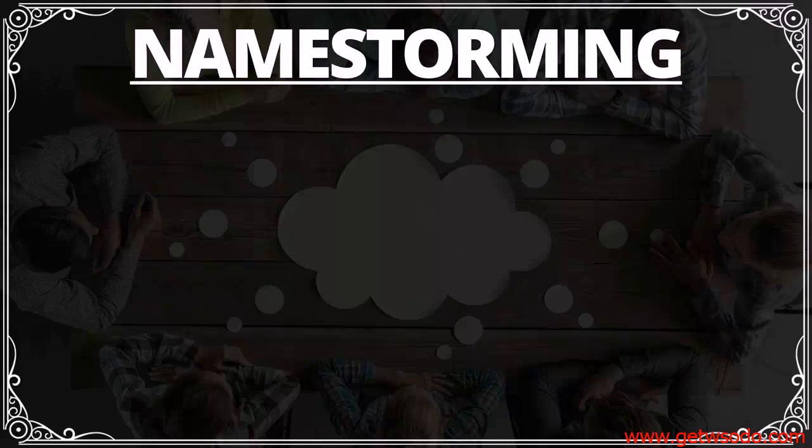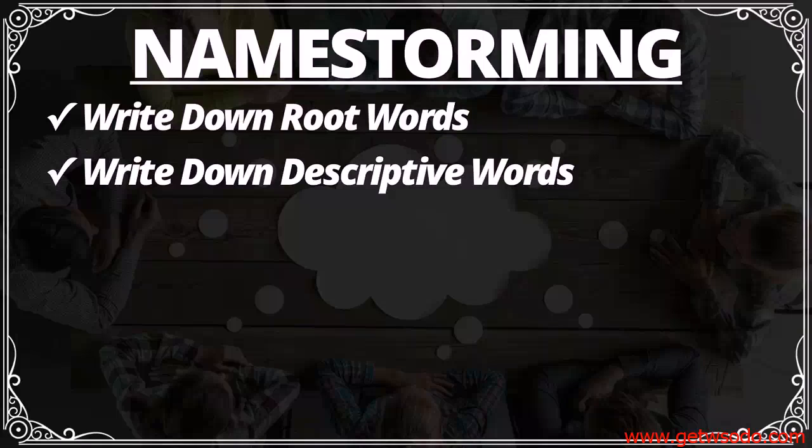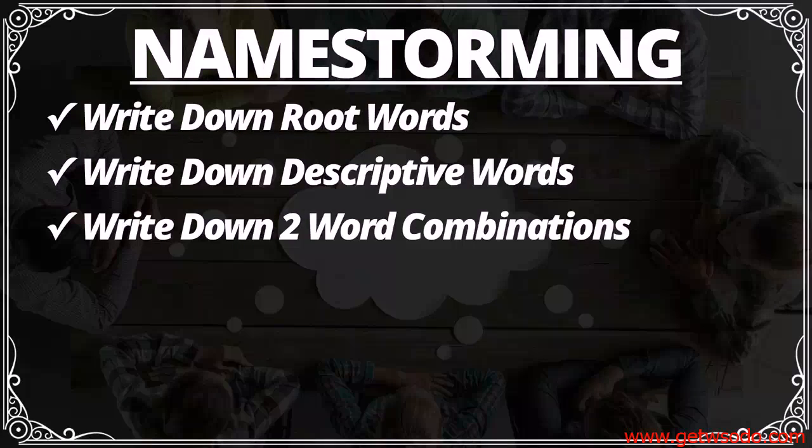So here we go. The first thing that you want to do is write down root words that are based around your membership site. Then you want to write down descriptive words. And then last, you want to write down 2-word combinations. Now let's jump back over to my browser and I'll show you exactly how I do this.